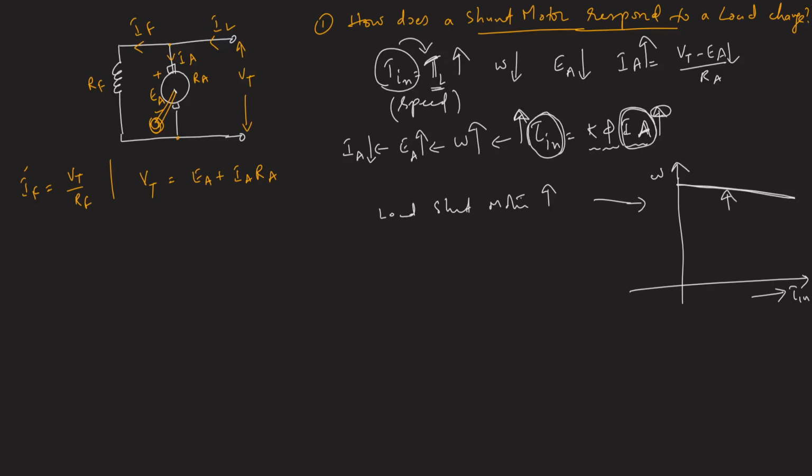But what is the condition? I said there is no armature reaction. The flux phi is almost constant. There is no effect on the flux. That is what I have said, right?